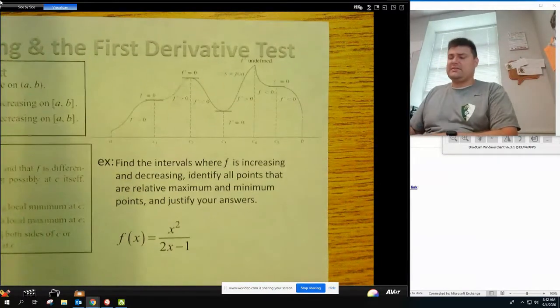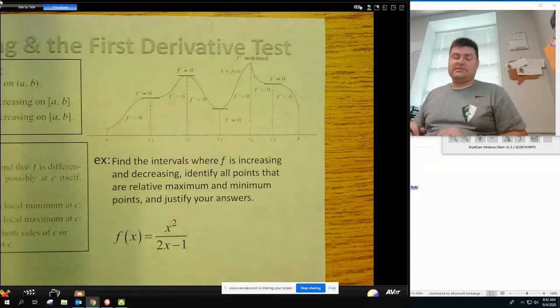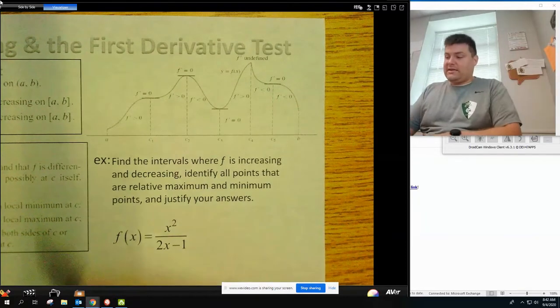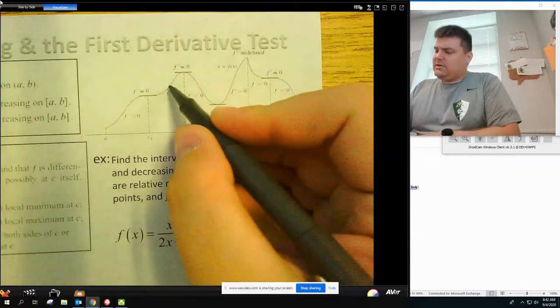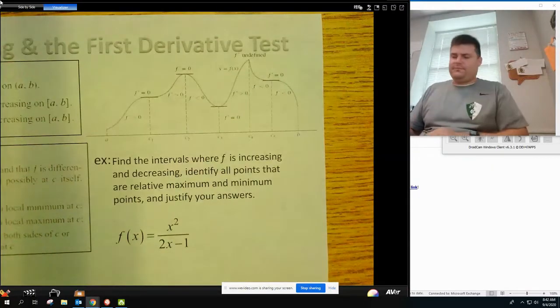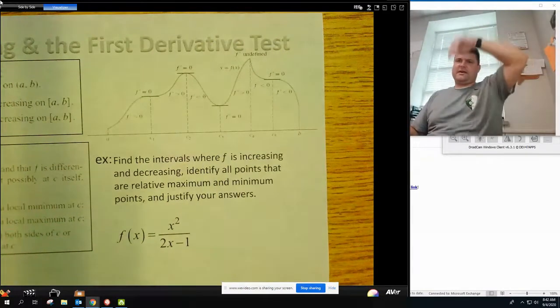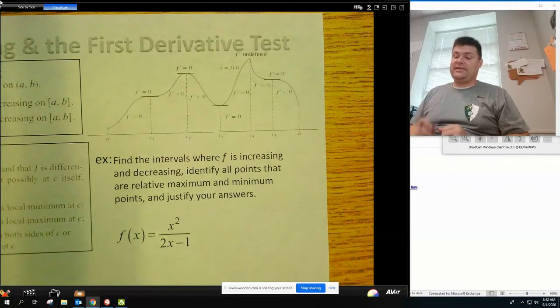An extrema is the same thing as relative max, relative min, local max, local min. Those are the same things, relative and local. But we're not looking for absolute here, and that's very important to note as well. We're not looking for the highest point overall. It's just the highest point in this little tiny interval. The high point isn't necessarily the highest, the low point isn't necessarily the lowest.